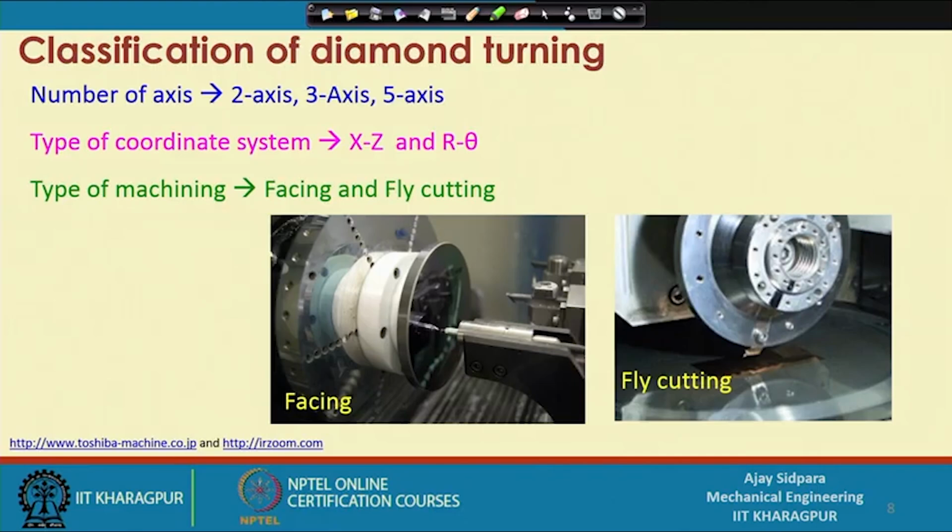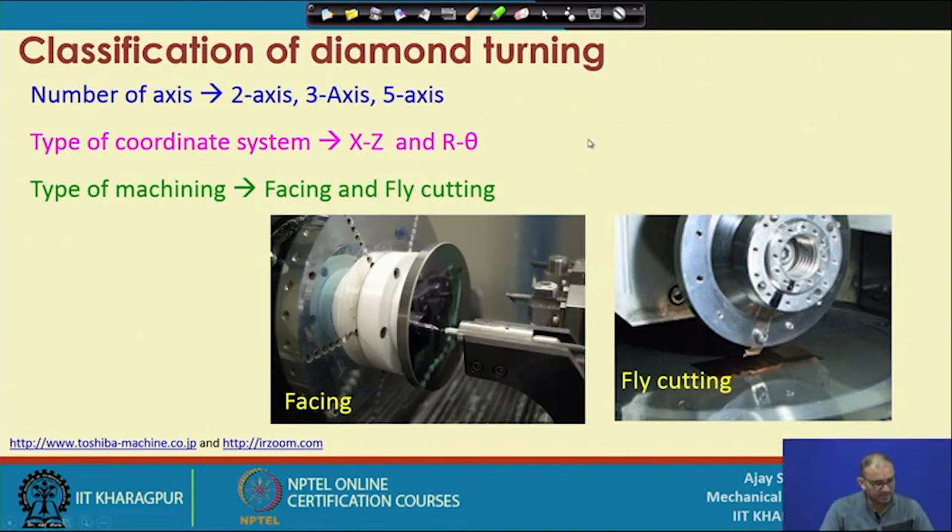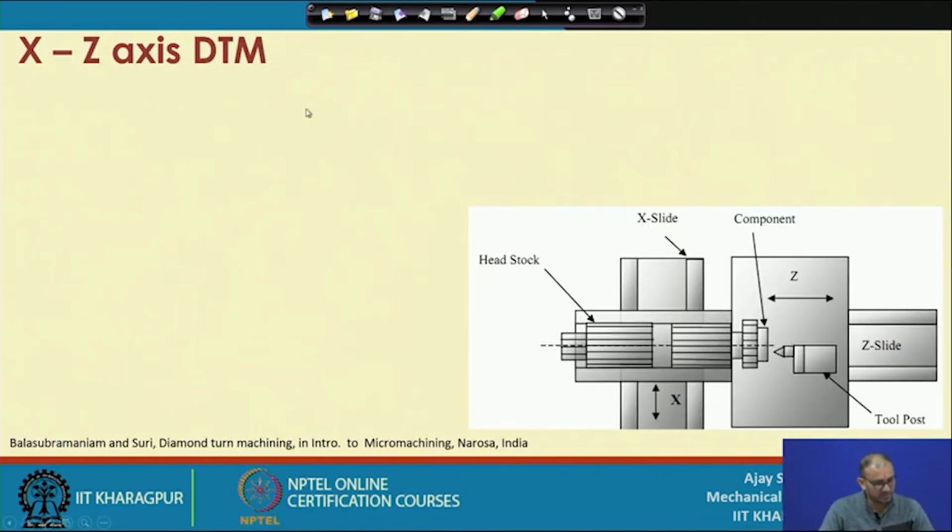Good morning everybody, and let us continue our discussion on diamond turning machining. Last class we started this topic and we have seen that this particular process has a wide application area in optics fabrication and different types of lens fabrication. And we have seen there are different classifications of the diamond turning operation: first, the x, y, z axis, that means the number of axes, degrees of freedom; second, the x, y and r theta type; and third, the facing and flying operation. So, let us continue with further discussion of different axes.